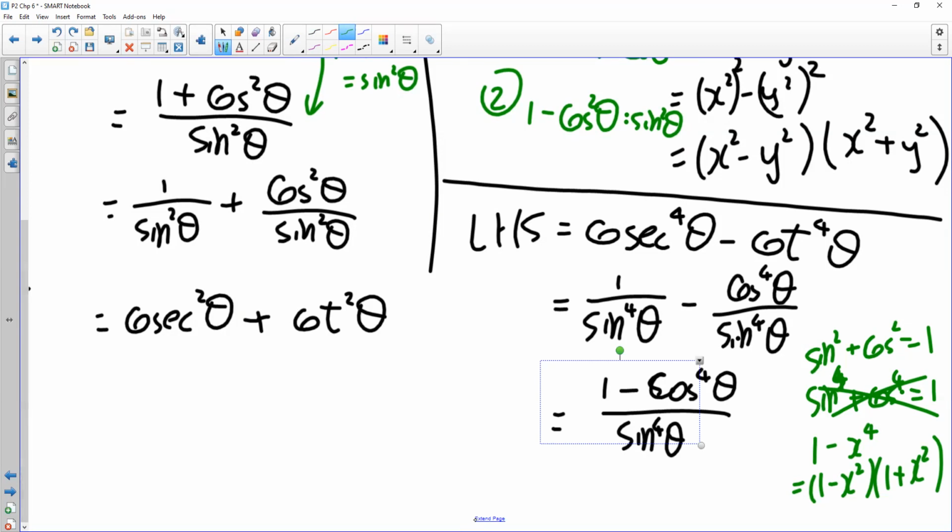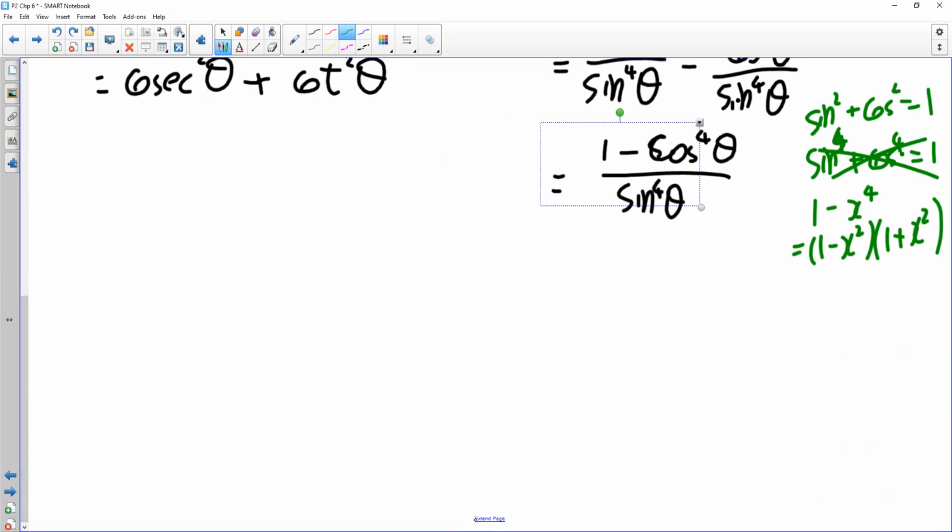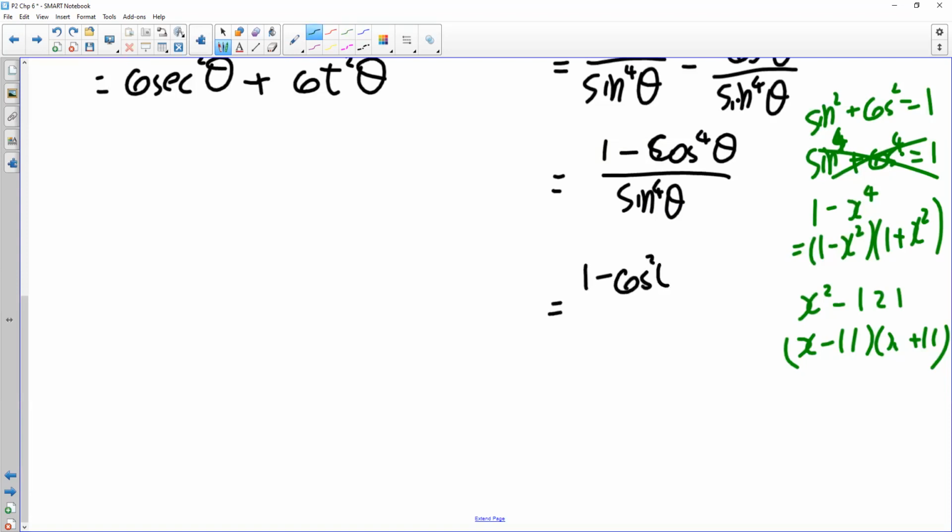Think about this. If I tell you 1 minus x to the power 4 is the same as, maybe if I do x squared minus 121, then you can do x minus 11, x plus 11. So it's the same thing here. Now we can do this with the numerator, so that will be 1 minus cos squared theta times 1 plus cos squared theta over sine to the power 4 theta.